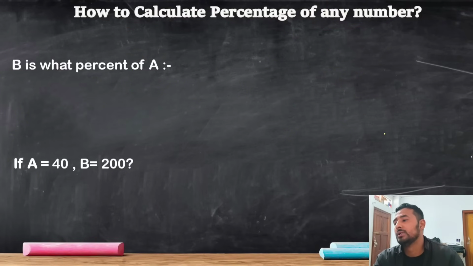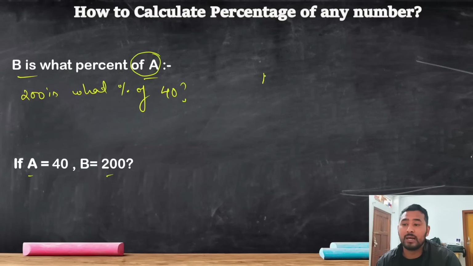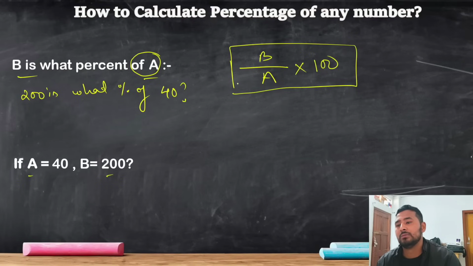Let's see one more. Now, B is what percent of A? Just the opposite. Here A is 40 and B is 200, so I can write 200 is what percent of 40. Now it is being compared with A, right? So A will come in the denominator and B will come in the numerator, multiplied by 100. Remember, okay? I've marked this one, so just do it with this.